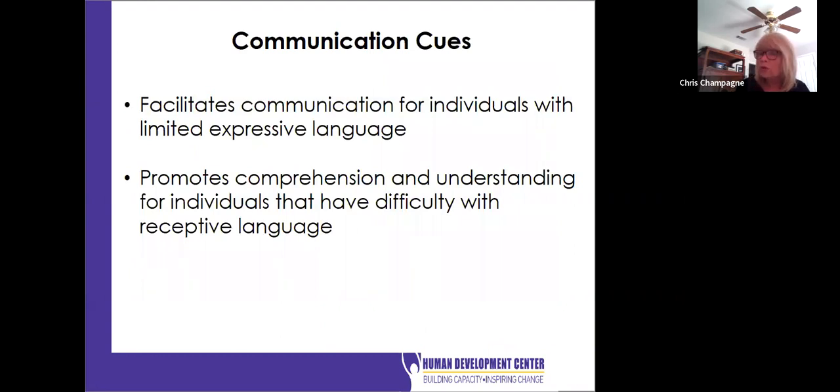We could see visual cues that are communication cues, and those are things that are going to facilitate both expressive language, which is what the student is going to express to you, but they also can promote comprehension and understanding, which is receptive language. You may have students or children that have very limited vocabulary, or maybe don't use words to communicate at all. Or you may have students that have really big, huge vocabularies, but they don't know how to use them in social situations. So we'll show you some visuals that can help in those circumstances.